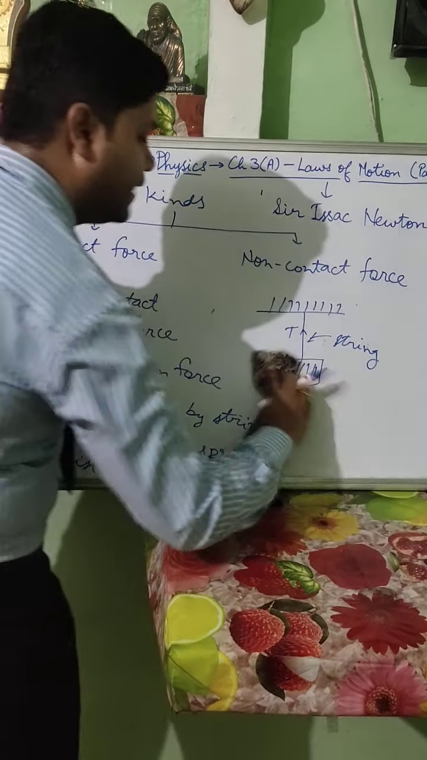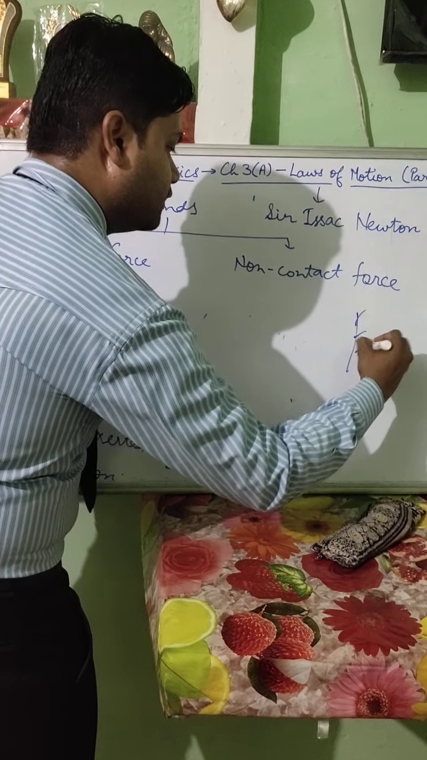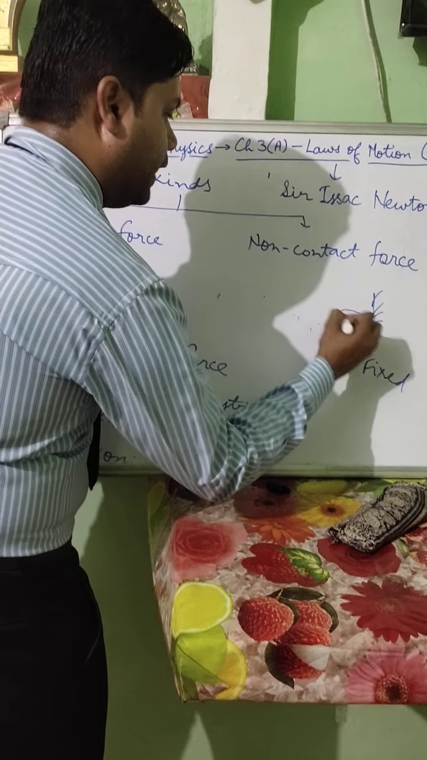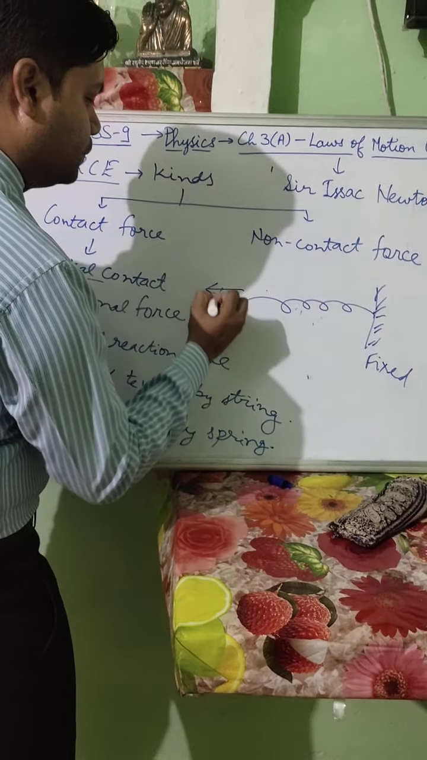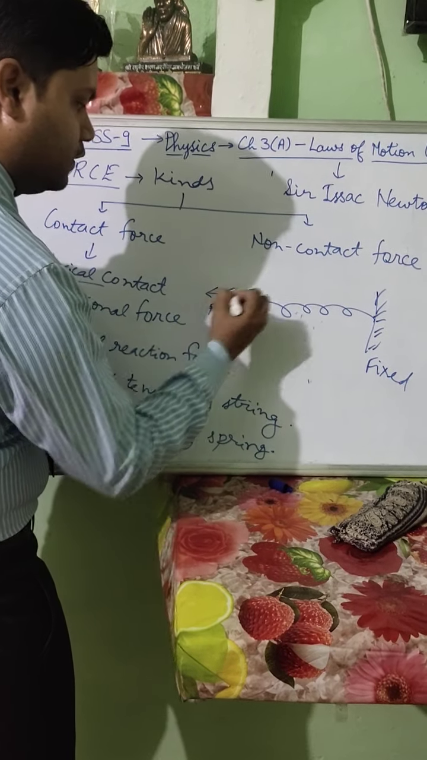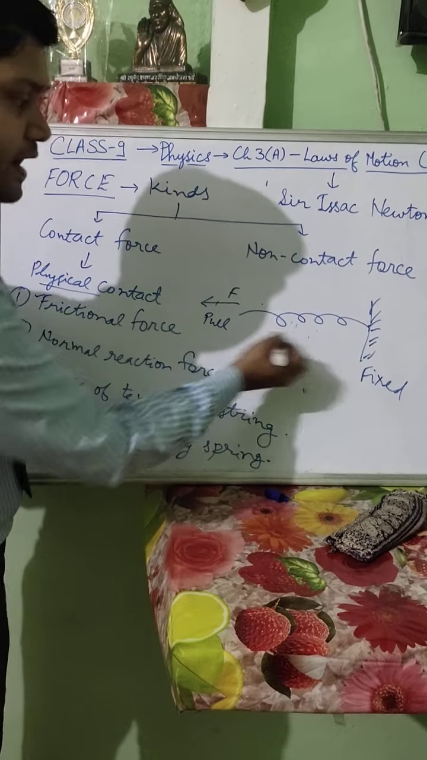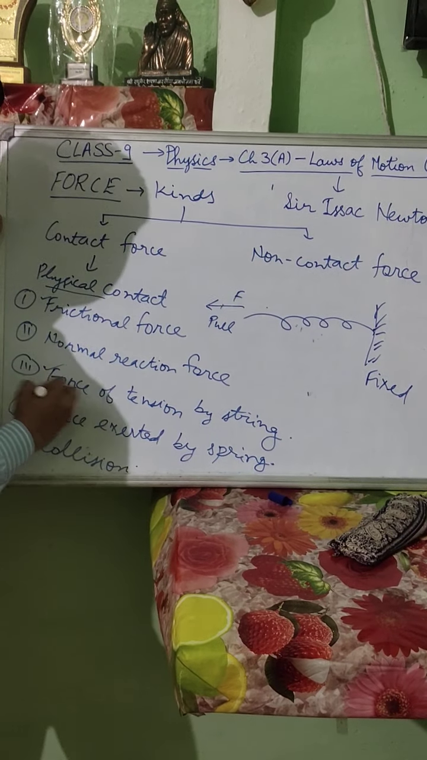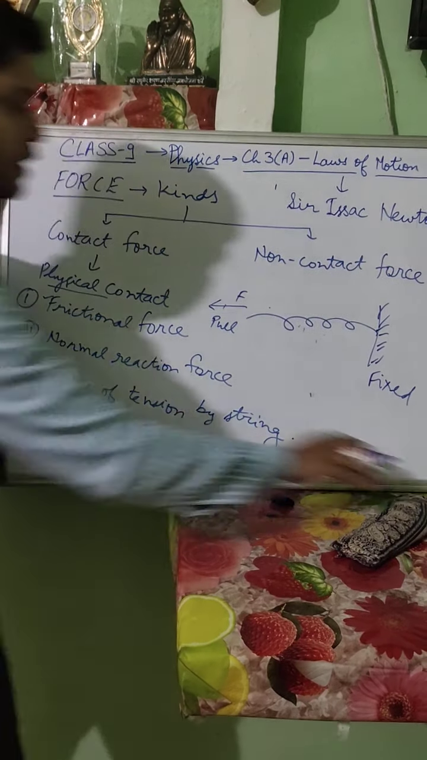Next, force exerted by spring. This is one fixed support and this is a spring. Suppose I am pulling this spring towards here. Force is applied like this. So my hand and spring is in contact with each other. Therefore, force exerted by spring will also come in contact forces.